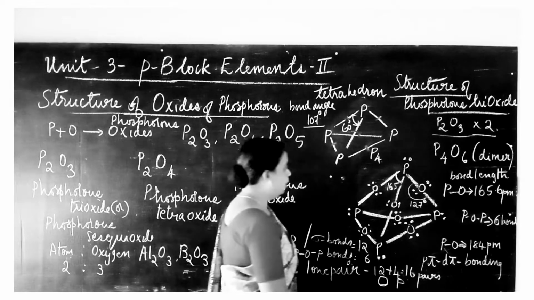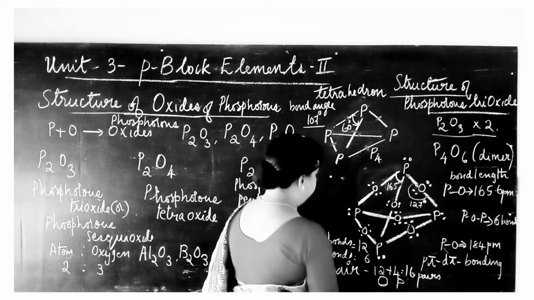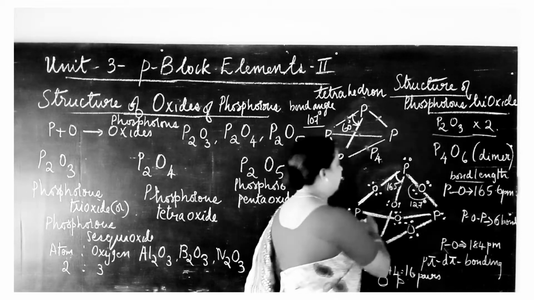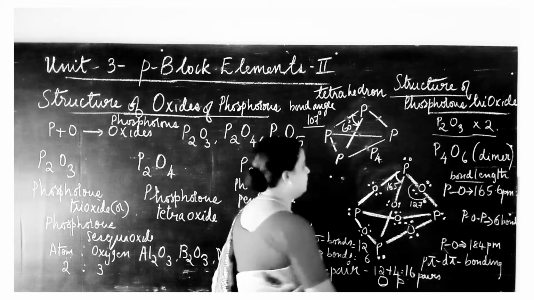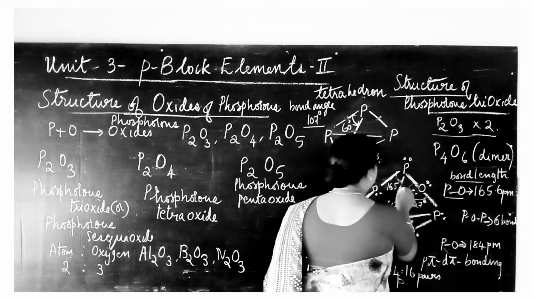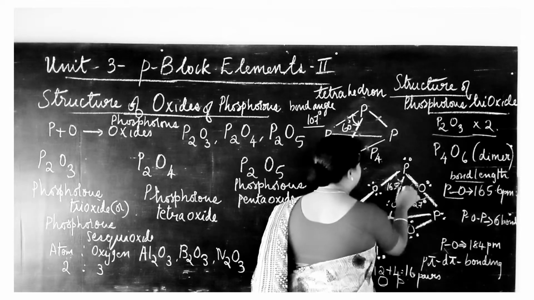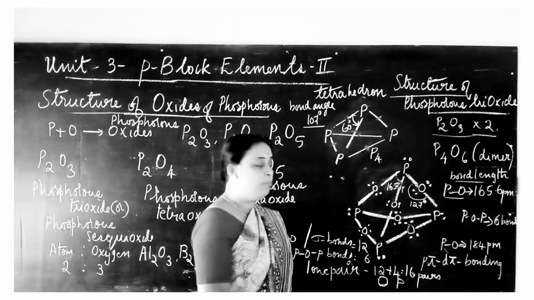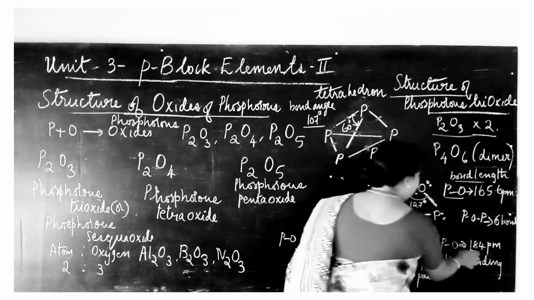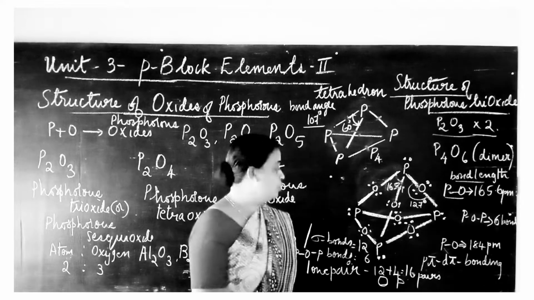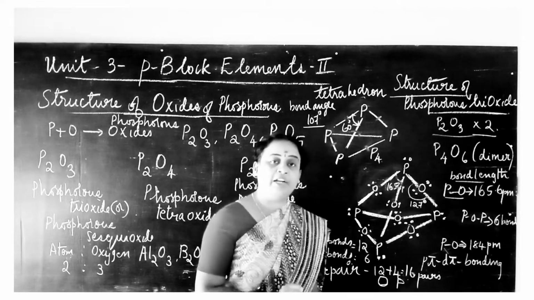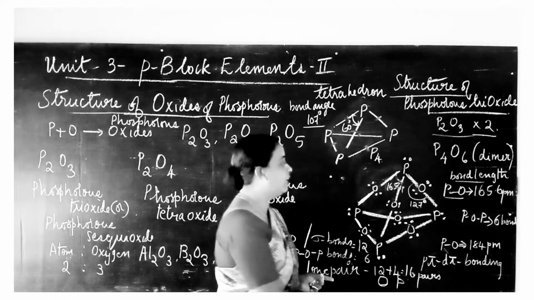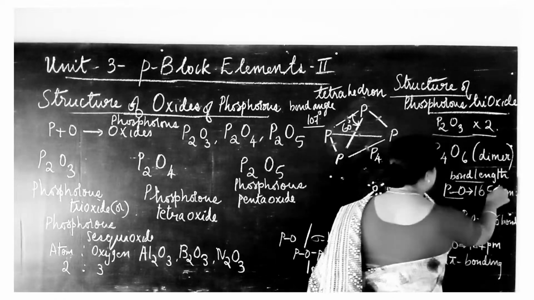Now here, the bond length. The bond length in this case is 165.6 picometer. This bond length is comparatively less than the normal PO bonding, which is 184. The normal pure phosphorus oxygen bond length is 184 picometer, but in this case of phosphorus trioxide, the bond length is 165.6 picometer.